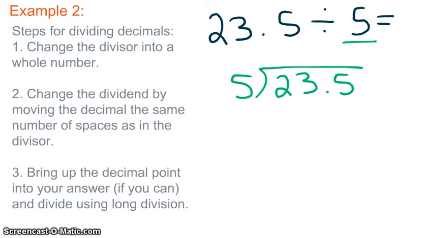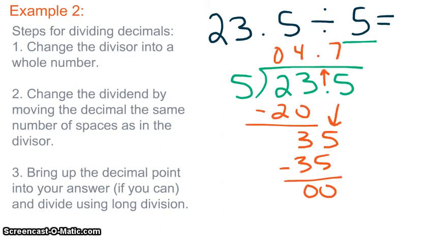So 23.5 goes on the inside of my division sign because that is my dividend, and 5 goes on the outside because that is my divisor. And I'm going to go ahead and solve this division problem. You can go ahead and pause the video. I want you to try and solve this division problem on your own in the example 2 box on your note sheet.